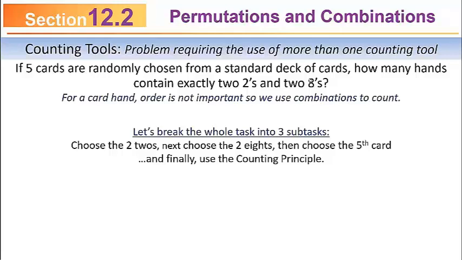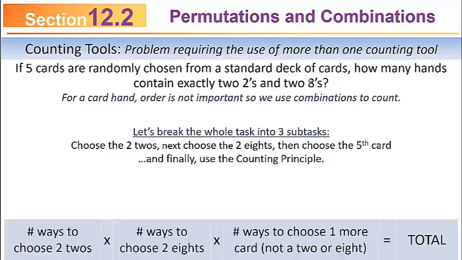Second stage, you're going to choose your 8s. If you're going to choose 2 2s and 2 8s, and there are 5 cards, that means you've also got to choose a 5th card. So think about this. You're going to take the number of ways to choose your 2 2s, find the number of ways to choose your 2 8s, and then find the number of ways to choose your one more card.